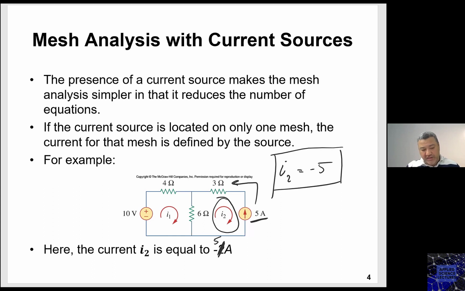If the directions agree, then the variable will be positive. If the direction is in the opposite direction, then the value becomes negative. So this is what the current source is going to do to my mesh equation. And as you can see in this case, my mesh equations have been reduced. So instead of writing two equations, now one of the variables becomes known. I only need to write one equation for mesh number one.